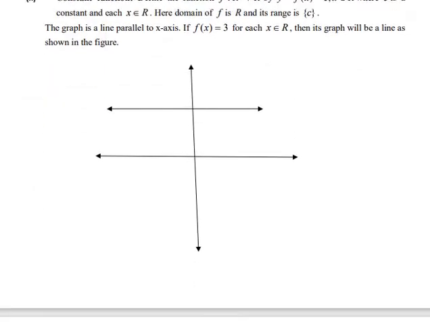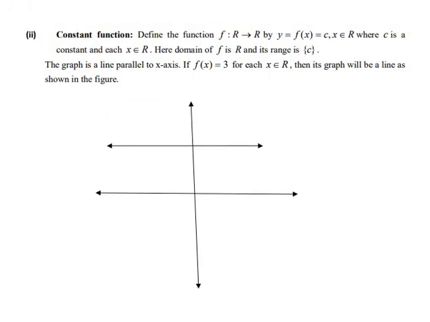Next, we will discuss the constant function. Now the name itself says that it is a constant function. Constant means for every pre-image you will get the same image, which is a constant number. So the definition is: define a function f from the real set R to R by y is equal to f of x is equal to c for all x belonging to R, where c is a constant.